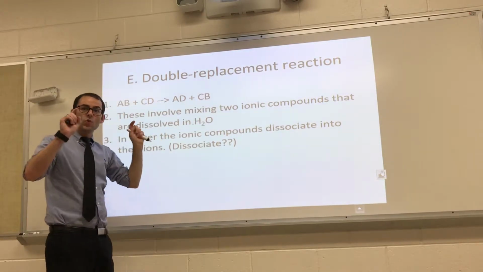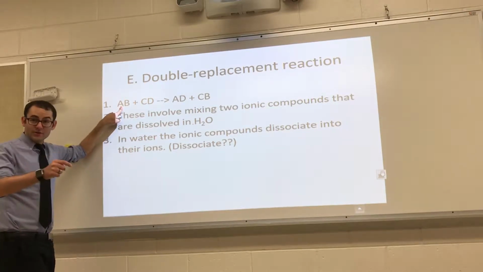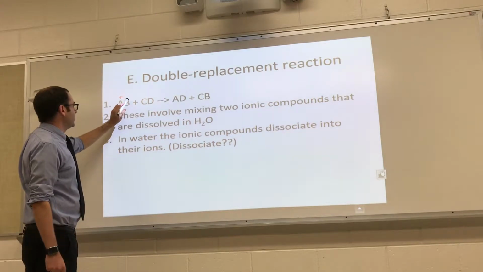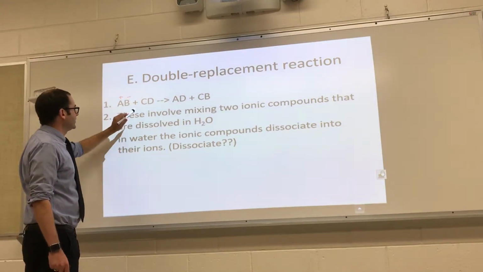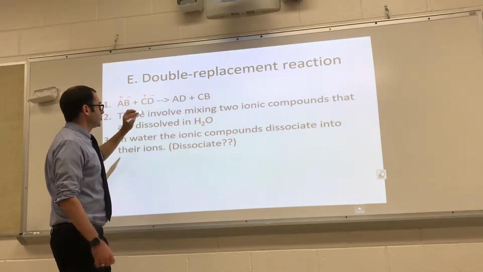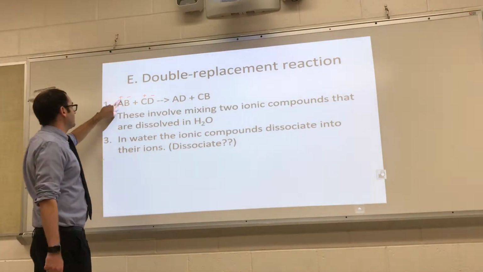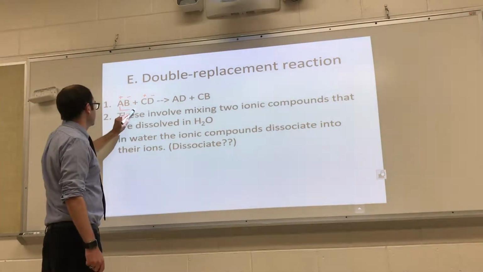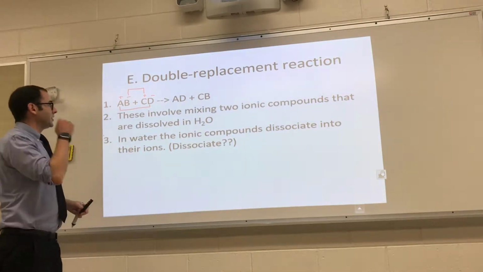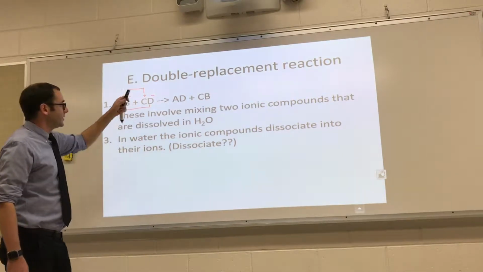Now, check this out. What's the charge of A always? Positive, right? The first thing's always positive. These are all ions. B is going to be negative. C is going to be positive, and D is going to be negative. So there's only one way that they can rearrange themselves, right? The positive would then go with the other negative, and the negative would go with the other positive, and that's how you end up with A and D together, and then C and B together.